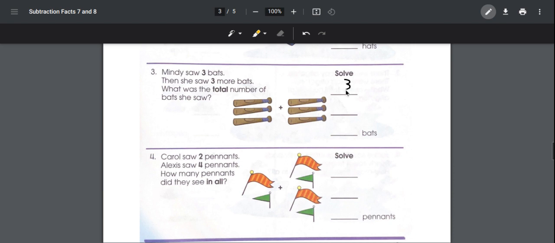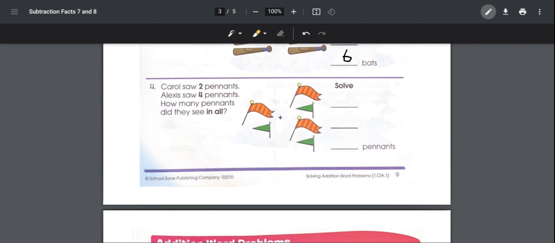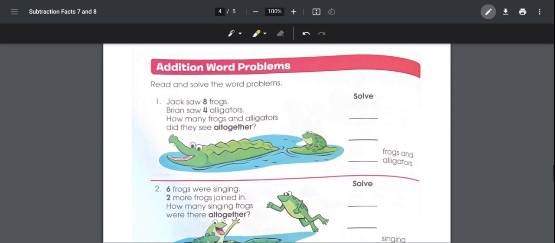Number 3. Mindy saw 3 bats. And then she saw 3 more bats. So what is the total number of bats she saw? So we add 3 plus 3, and that's how you get 6. Okay, number 4. Carol saw 2 pendants, so we write 2. And Alexis saw 4. So if we try to see how much they saw in all, we have to add it. So 2 plus 4 is equal to 6 in total.